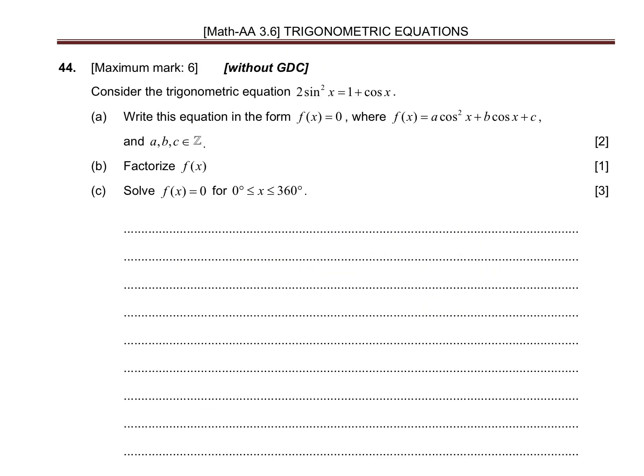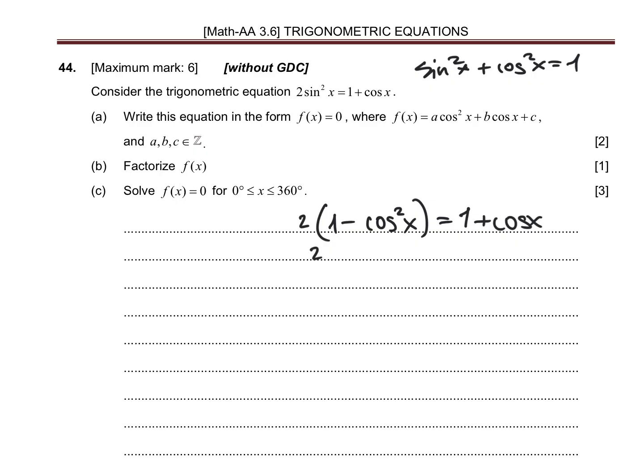All right, you've got this trig equation, write this in the form f at x equals 0, where, okay, so they want it in terms of cosine, first of all. So we'll use the fact that sine squared x plus cosine squared x is 1. So sine squared is 1 minus cosine squared x, and that is equal to 1 plus cosine x. If we want this equal to 0, we'll expand.